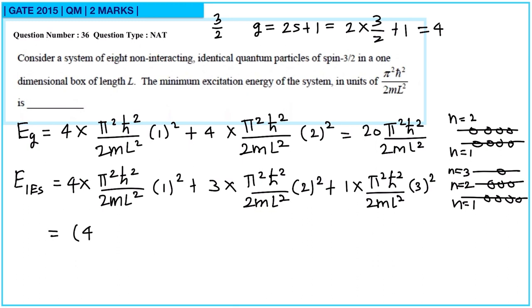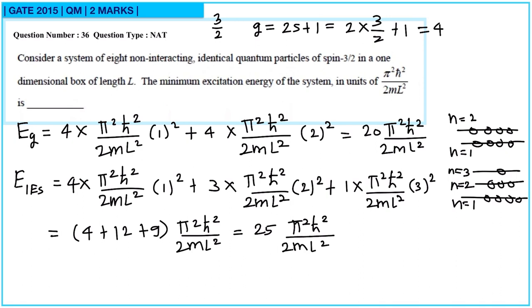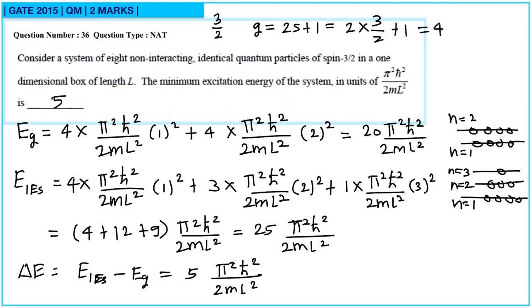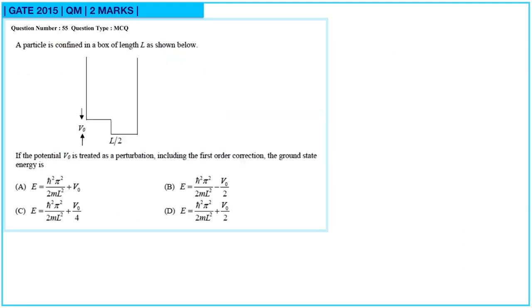And this is equal to 4 plus 12 plus 9 into pi square h cut square upon twice ml square. 12 plus 4 plus 9 is 25 pi square h cut square upon twice ml square. So minimum excitation energy is equal to energy of first excited state minus ground state energy. So that is 25 minus 20, so 5 pi square h cut square upon twice ml square. So answer is 5. Next question.